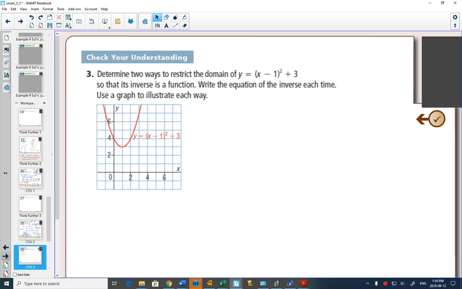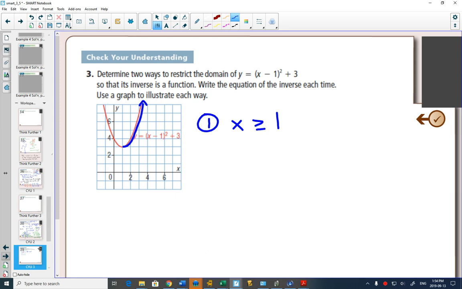So first of all, if you only looked at half of the parabola, would it pass the vertical line test and the horizontal line test? Yes. So two ways to restrict this is to look at either the right half of the parabola or the left half of the parabola. So two ways, we could say, one, if I only looked at the right half, that would be when x is bigger than or equal to 1. That would be that half.